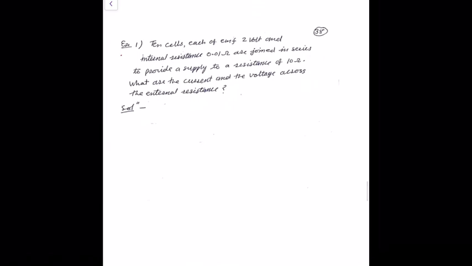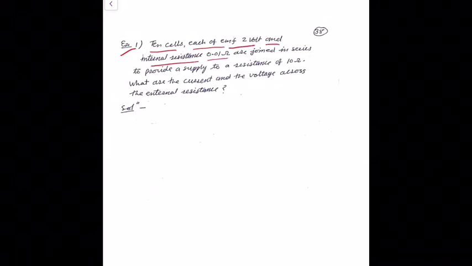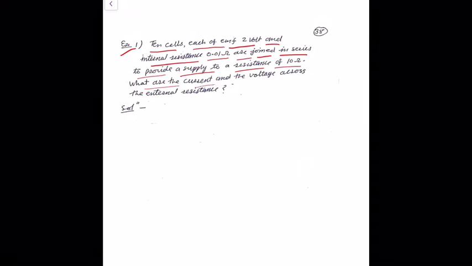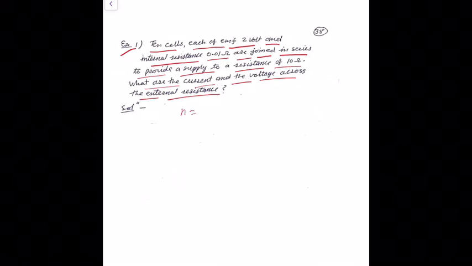Example 1. 10 cells, each of EMF 2 volt and internal resistance 0.01 ohm, are joined in series to provide a supply to a resistance of 10 ohm. What are the current and the voltage across the external resistance?